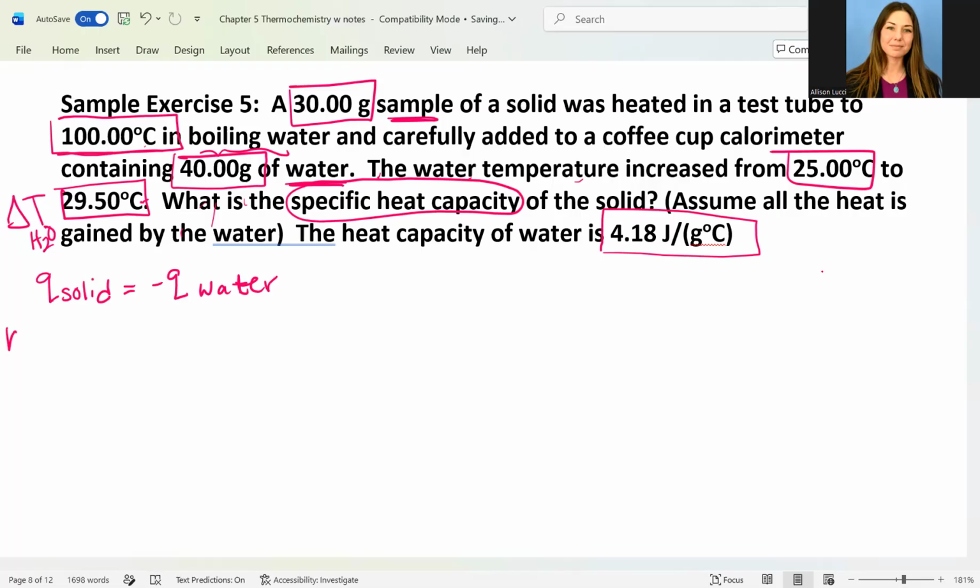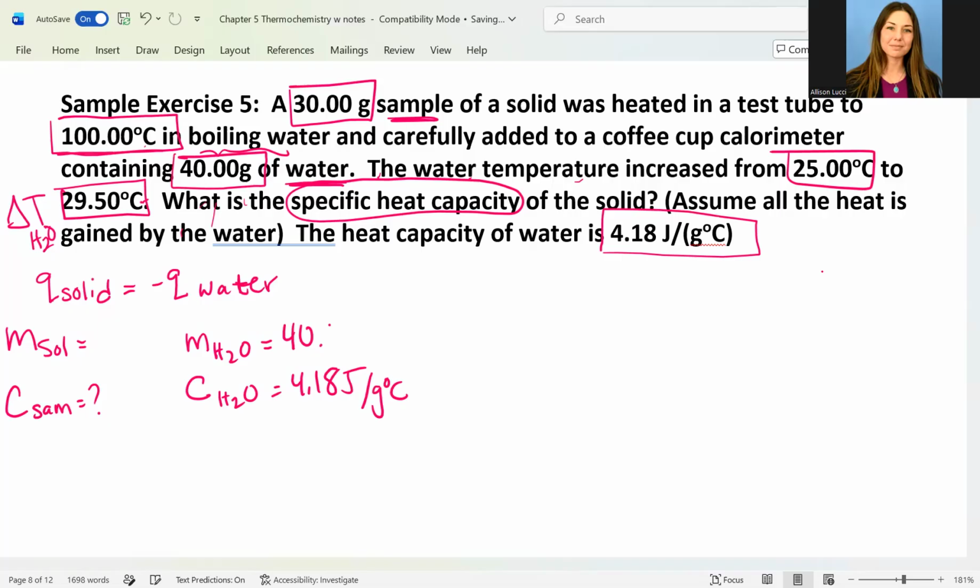So let's see if we can put the mass of the solid. Then we have mass of water over here, right? We're just kind of sorting everything out. Then we have our specific heat over here of our sample. This is unknown. Our specific heat of water, we do know that, 4.184 joules per gram degree Celsius. We were told we had 40.00 grams of water, 30.00 grams of solid, and then we just need our delta T's here to set these values equal.